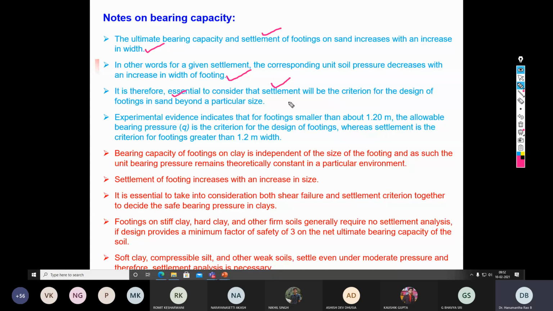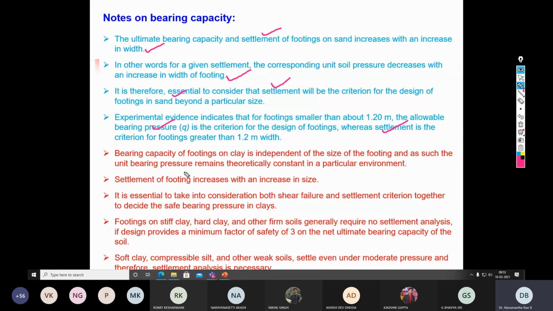Experimental evidence indicates that for footings smaller than about 1.2 meter, where the width of the footing is less than 1.2 meter, the allowable bearing pressure Q is the criterion for the design of the footing, whereas settlement is the criterion for footing greater than 1.2 meter. So when you are dealing with the sand, if your footing size is less than 1.2 meter, give preference to the bearing capacity. If the footing is above 1.2 meter, give preference to the settlement.